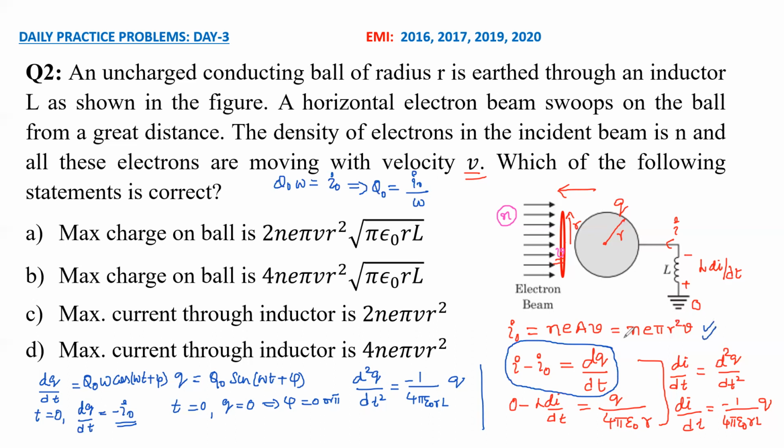And I naught is nothing but n e pi r square into v, and omega is nothing but the square root of 1 by 4 pi epsilon naught r L. If you use all these things, you will get the maximum charge q naught on the sphere to be the first option. So that is the main idea. And then once you know the charge, you can easily use that in this equation and get the maximum current through the inductor, and that happens to be option C. So you may please do that.